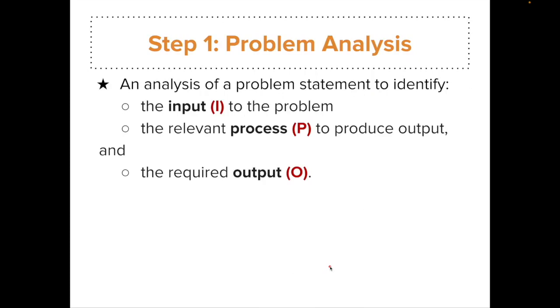Step 1. Problem analysis. Apa dia? So basically kita nak analisis apa ni? Bila kita dapat sesuatu masalah, what do we need to analyze? So we need to analyze, the first one is the input of the problem, which is what is the cause of the problem. And then the second is the relevant process that is able to produce a solution or to produce output. And last but not least is the required output. So basically problem analysis melibatkan identify input, process dengan output.